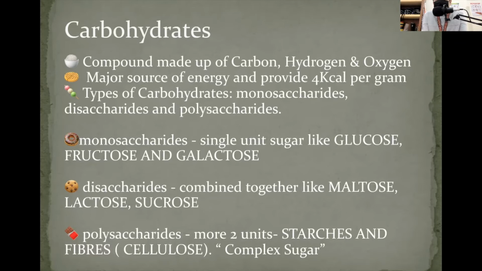When we say monosaccharide, it's a single unit sugar. Common examples of monosaccharides are glucose, fructose, and galactose. Disaccharide is a combined sugar, or combined monosaccharides, like maltose. The composition of maltose would be 2 glucose. You must be familiar with lactose. When you combine glucose and galactose, it becomes lactose, and sucrose when glucose and fructose are combined. Polysaccharides are called the complex sugars. These are the starches and the cellulose or the fibers that I will be talking about later.